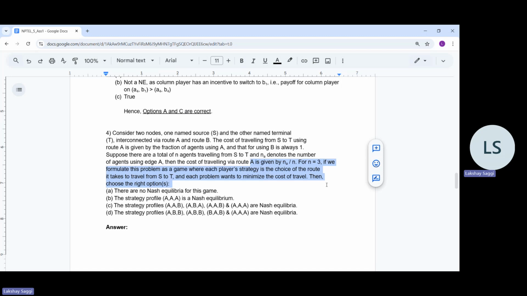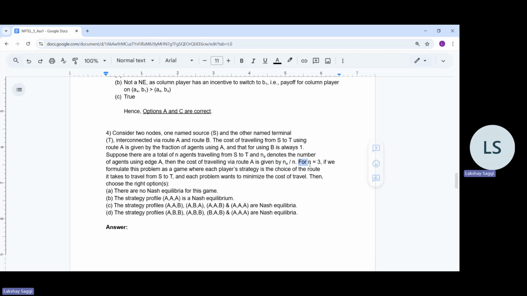So actually what the problem is stating is that there are two routes for going from S to T, and route B always has a cost of 1. And route A has a cost which depends on the number of agents using that route. If Na is the number of agents using route A, then the cost of traveling for every agent is Na/n. So suppose there are a total of 3 agents and only one agent goes through route A and the other two agents go through route B. Then since only one agent is traveling on A, the cost for traveling through route A will be 1/3. So basically the cost of traveling through route A is different for different strategy profiles.